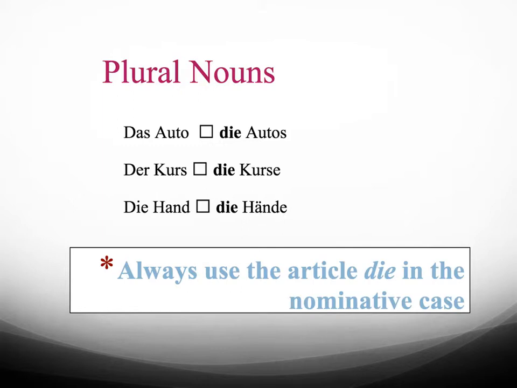The article in the nominative case for plurals is die, so we have die Autos, die Kurse, die Hände. Now here we also see, other than the neuter, we see an E at the end of the formation of plurals. That can be fairly common. So get used to that. And I think that should be enough. I've filled your heads with all sorts of examples and rules about the gender of nouns.